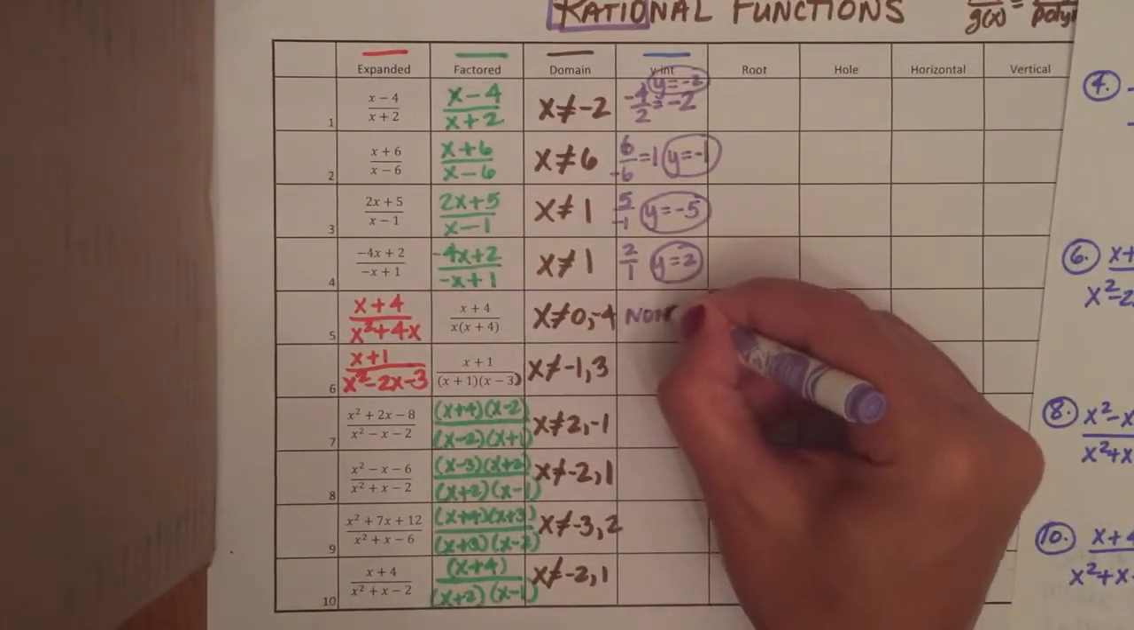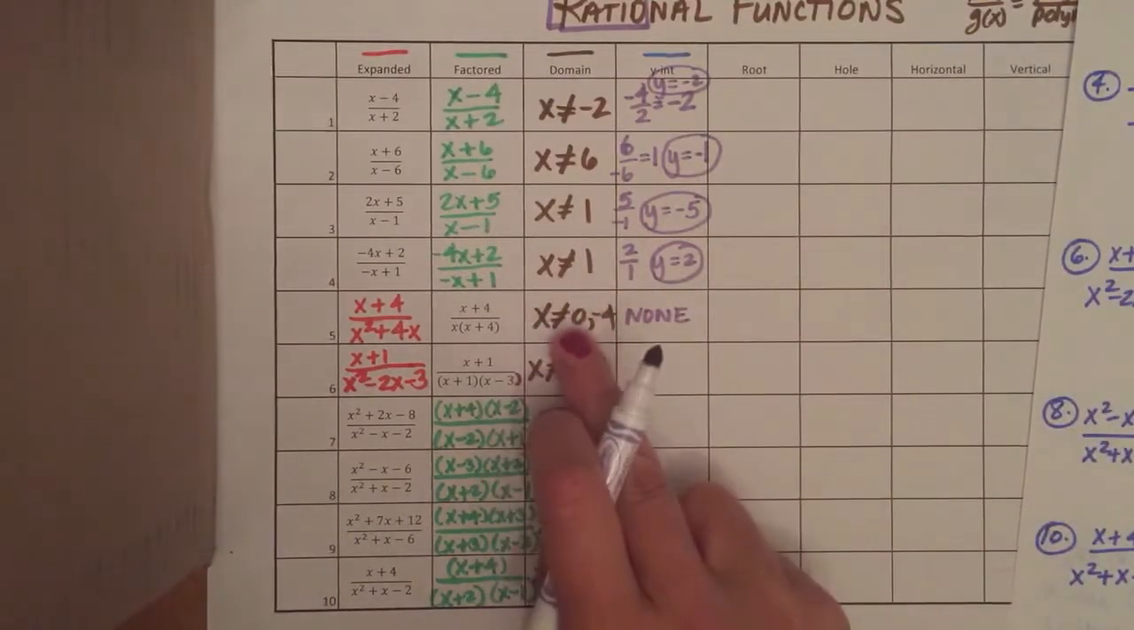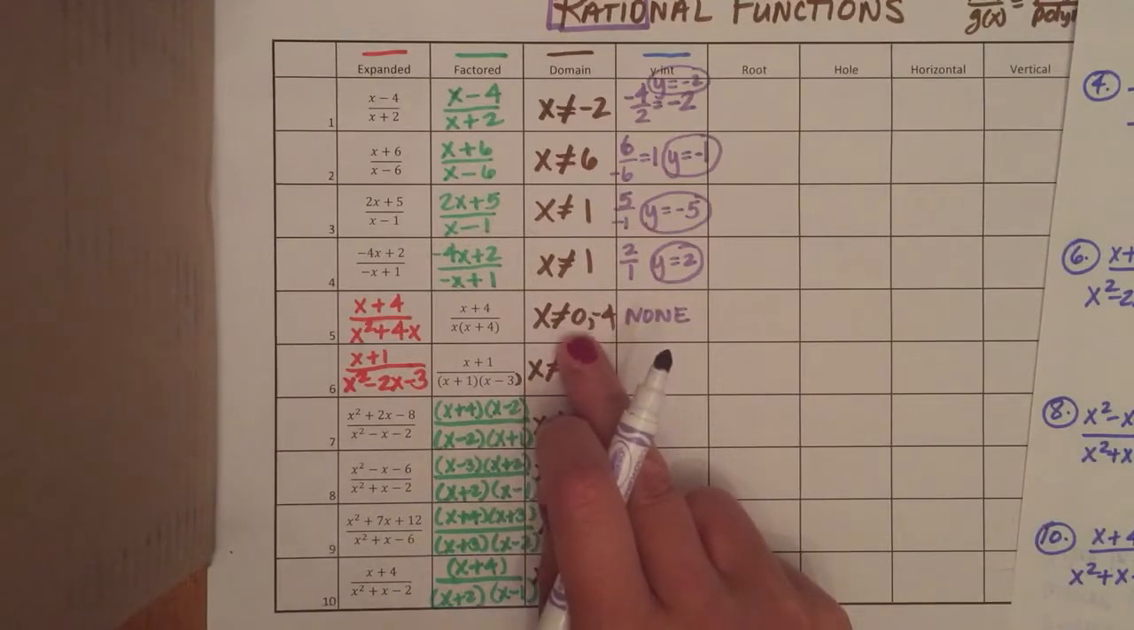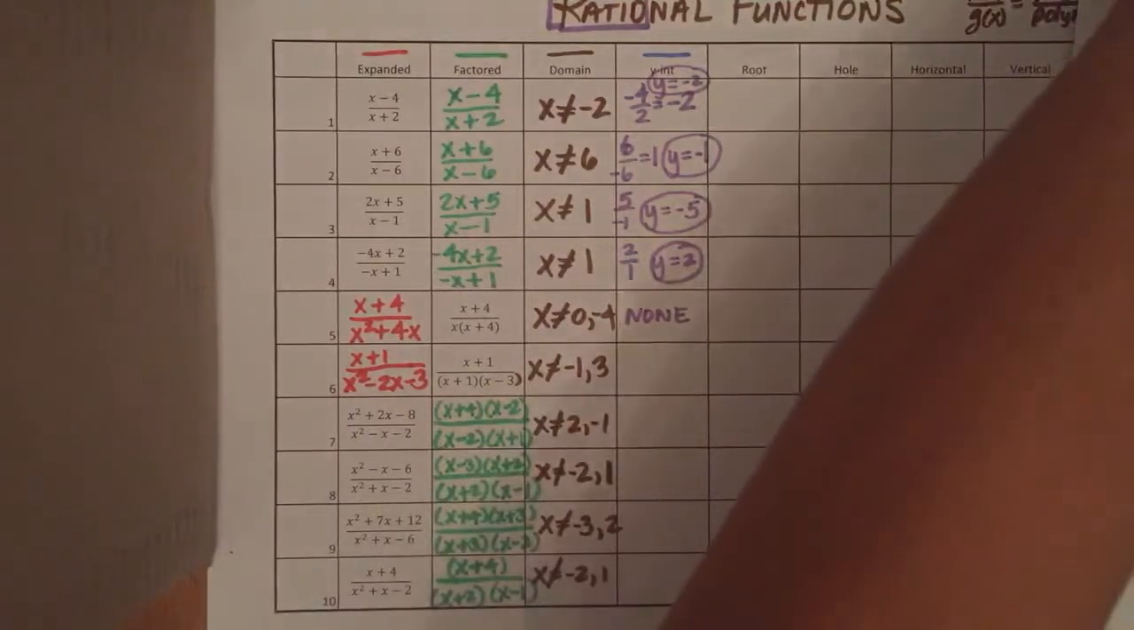There is no y-intercept. And you could have seen that coming because in the domain, what is one of the values we cannot input for x? 0. That means that that value does not exist. There is no value for when x is 0. Therefore, there is no y-intercept.